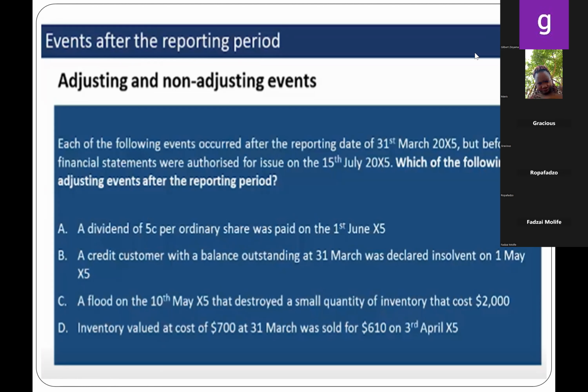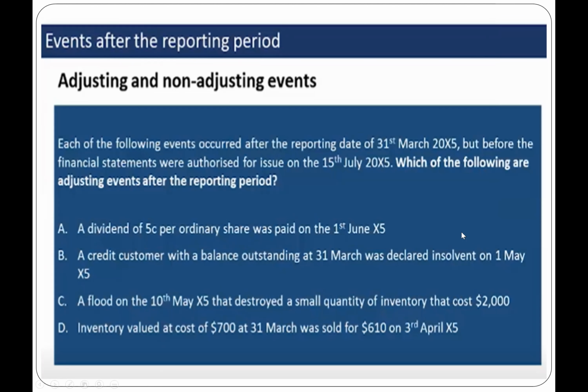Right, let's look at a scenario together. Each of the following events occurred after the reporting date on 31 March 2015, but before the financial statements were authorized for issue on 15 July 2015. Which of the following are adjusting events after the reporting period?